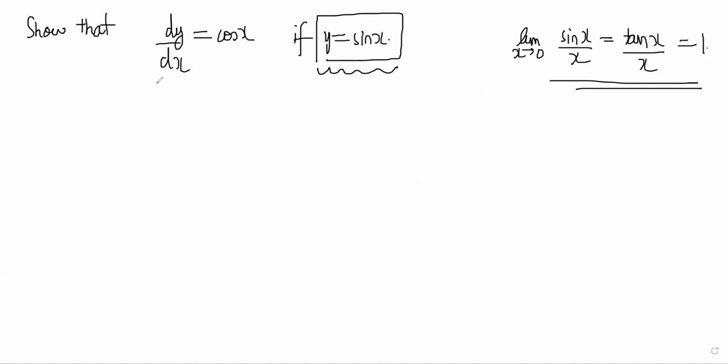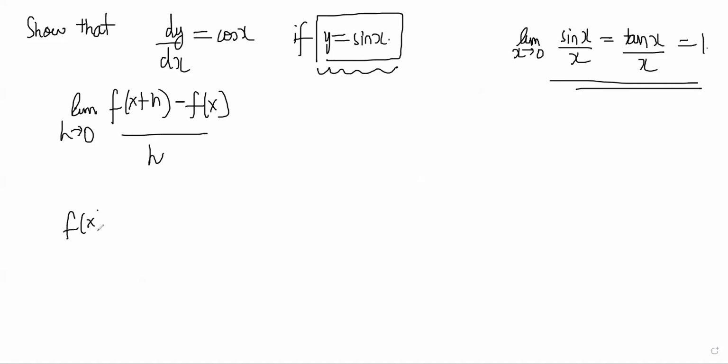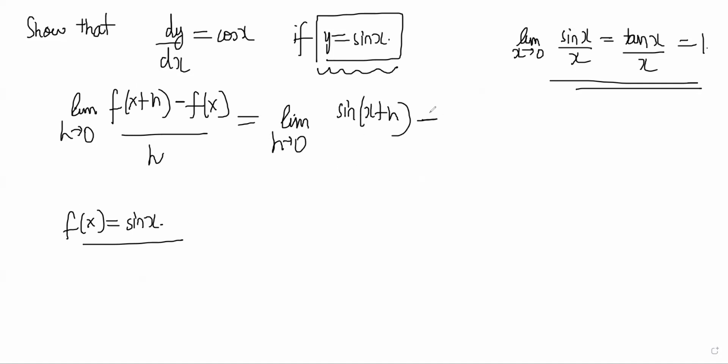There is no real way to find a derivative except by following the definition. So the definition of a derivative was limit h tends to 0, f of x plus h minus f of x by h, right? And f of x in our case is now sin of x. So this becomes limit h tends to 0. F of x plus h becomes what? Sin of x plus h. And minus f of x becomes sin of x. And the whole thing is divided by h, right?